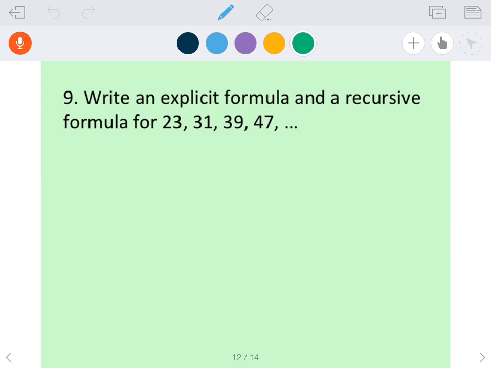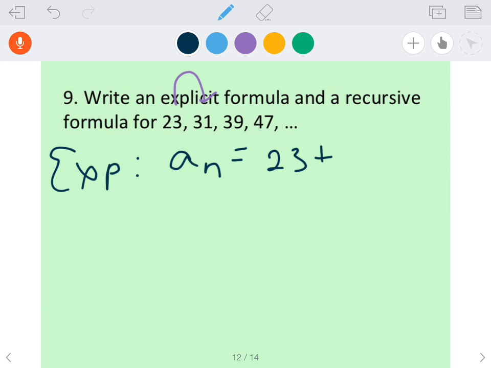Number 9, write an explicit formula and a recursive formula for 23, 31, 39, 47. Okay, well, an explicit formula would be a sub n equals, and then look at what you're doing here. From 23 to 31, you're adding 8, but notice that you start with 23, so you want to write 23 plus 8 to the n minus 1.